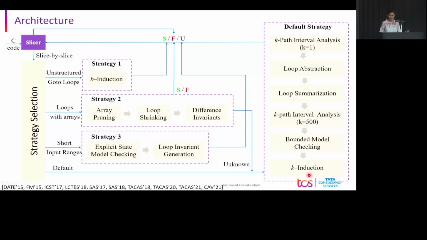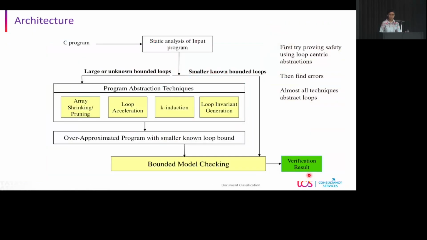Notice here that all these techniques take static analysis as input. Most of these techniques are around loop abstraction, and they are using bounded model checking in the backend. And finally, we also apply bounded model checking for finding bugs. So what is happening is that first we are trying to prove the safety using loop abstraction techniques, then we are trying to find errors, and finally, all techniques abstract loops.